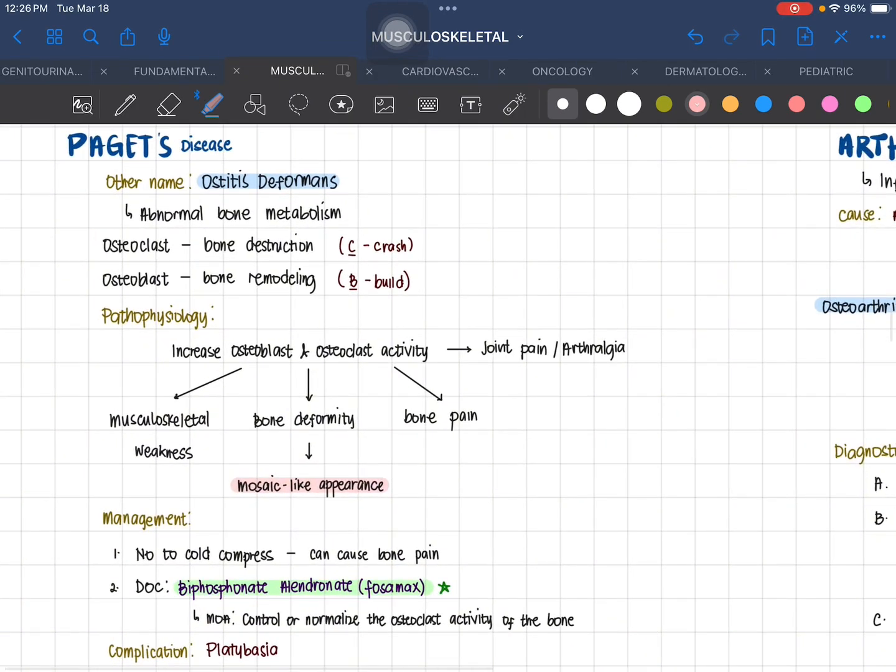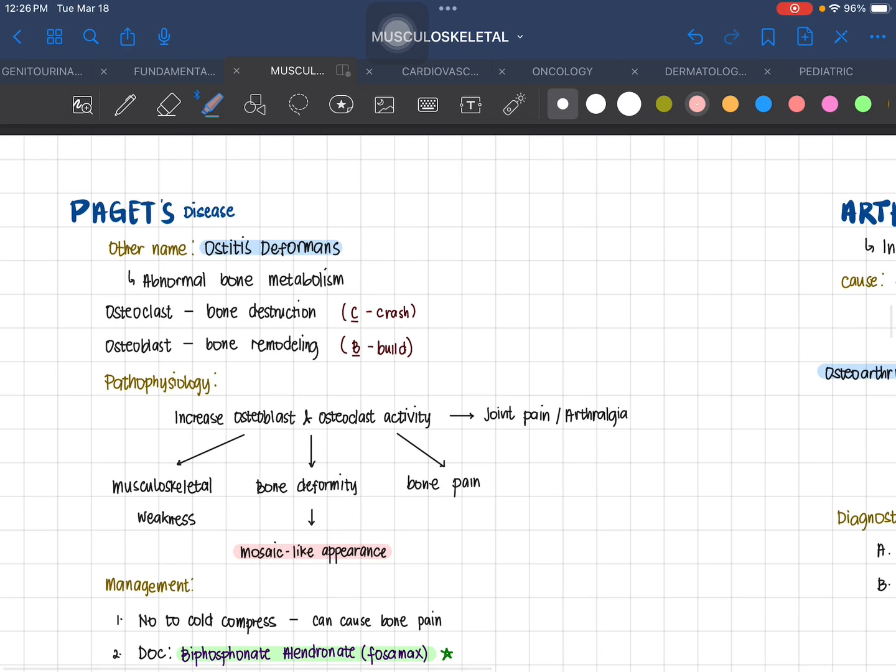Okay, so next, the disorder or disease under musculoskeletal after fracture is Paget's disease. Paget's disease, or what we call osteitis deformans. Again, Paget's disease is also called osteitis deformans. The problem here is abnormal bone metabolism.